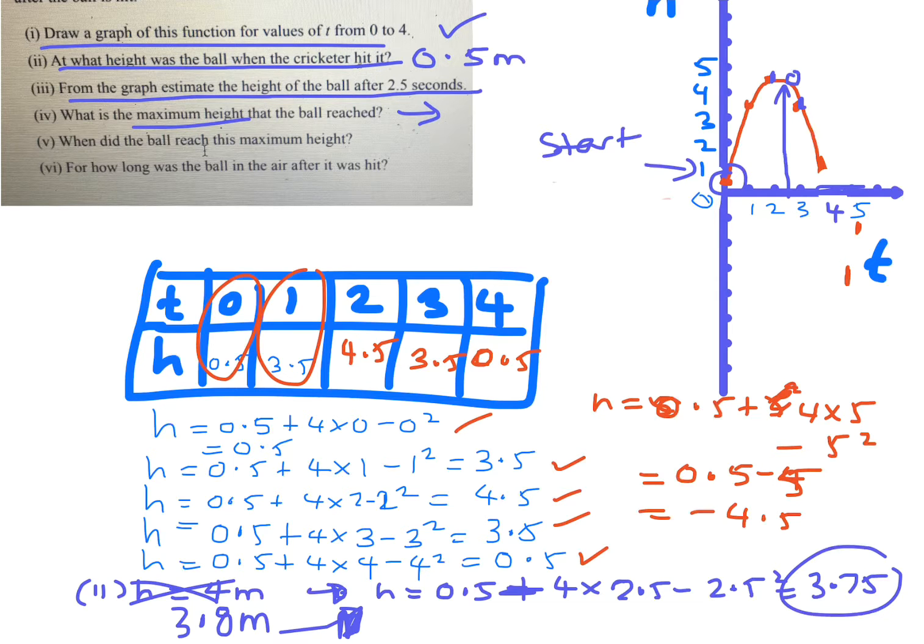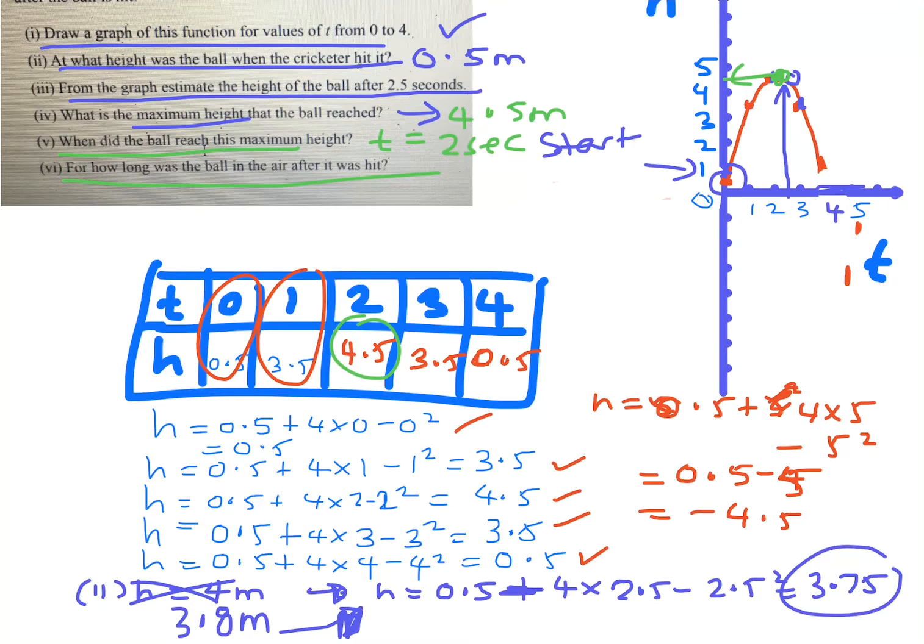What is the maximum height of the ball? The maximum height is its highest point. So the highest point it reaches is 4.5 meters. You can see that there, and it's after 2 seconds. When did the ball reach its maximum height? After 2 seconds.